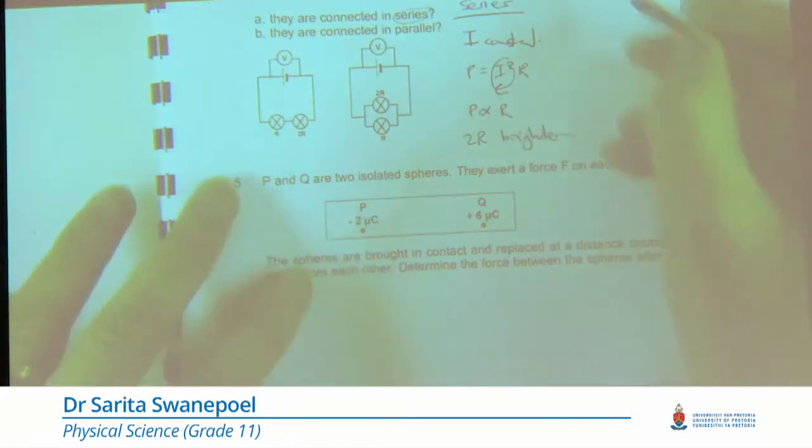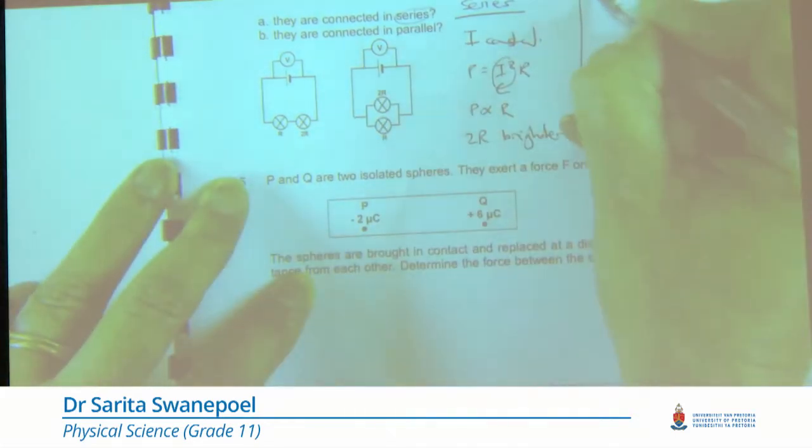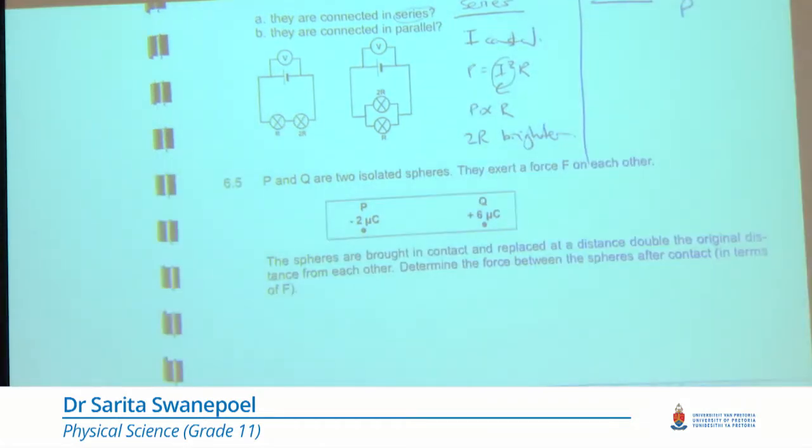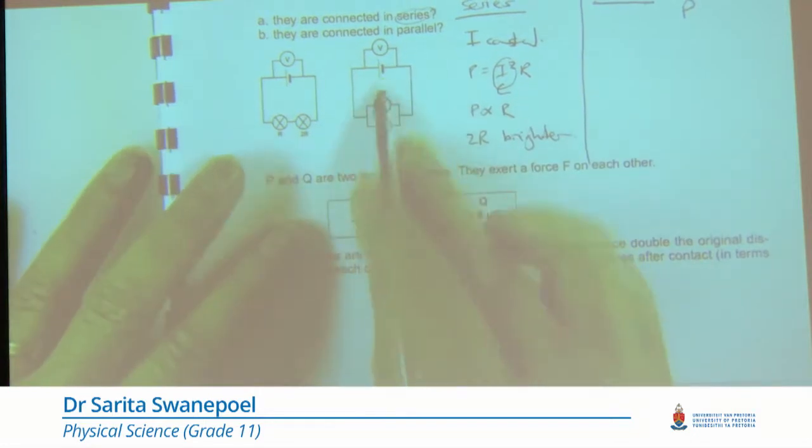Right, let's look at parallel. Once again, I'm changing resistance, so I have to have R in my equation. I'm asking what's happening with power, so I have to have P. But what do we know about things that are in parallel?